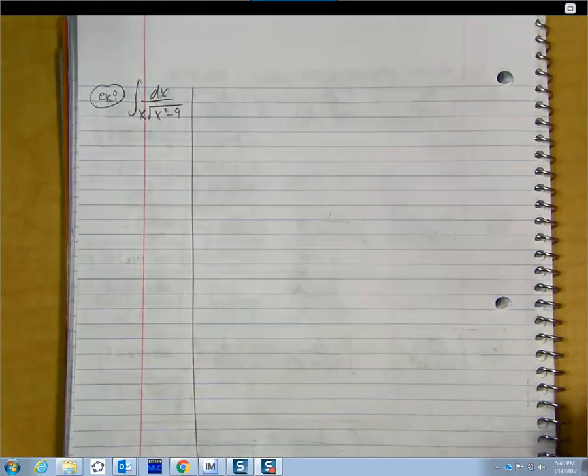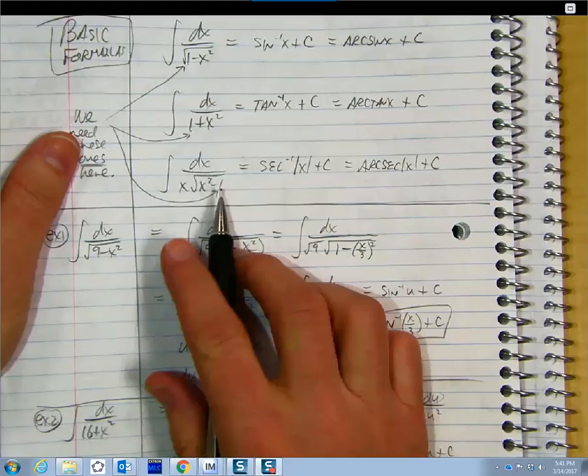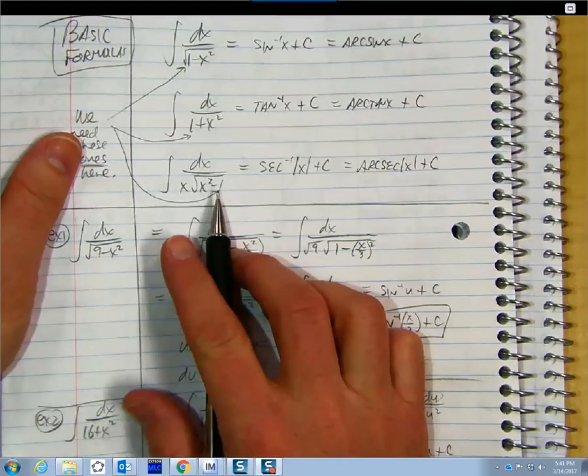All right. Next up, I've got this integral of dx over x times the square root of x squared minus 9. And if you remember our formulas from the other day, this does not look like inverse sine. This does not look like inverse tangent. The only one left would be inverse secant. So you want to see a minus 1 inside there.